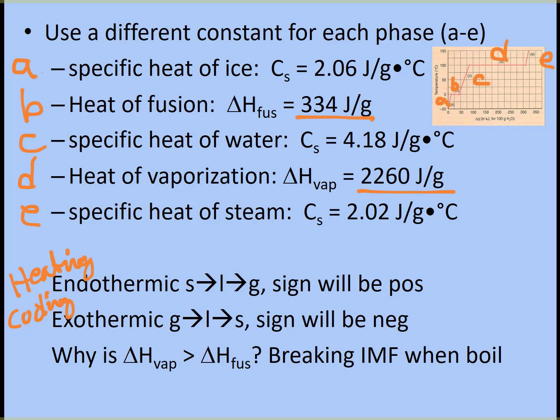How come the heat of vaporization is so high? That's because you are completely breaking the hydrogen bonding. Just melting it breaks it a little bit, but it reforms. So you do have to put some energy in to break the crystal lattice structure of ice. But to go from a liquid to a gas, you're completely breaking that hydrogen bonding, and so it does require a lot of energy to do that.